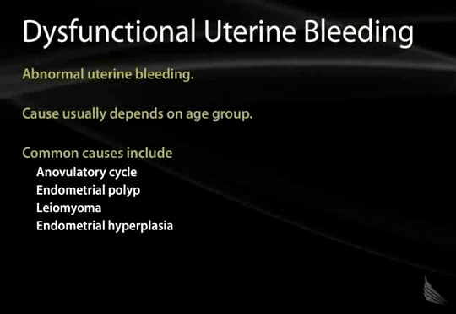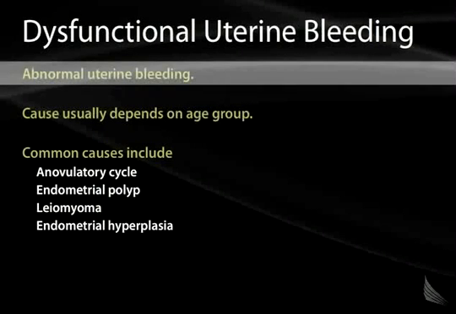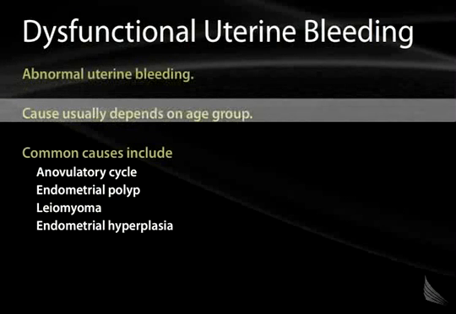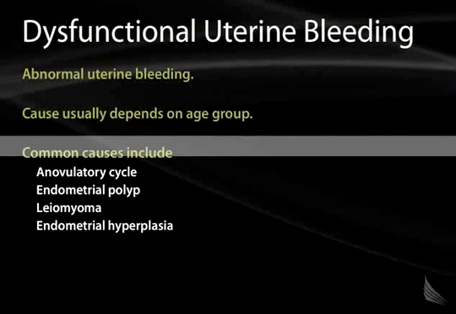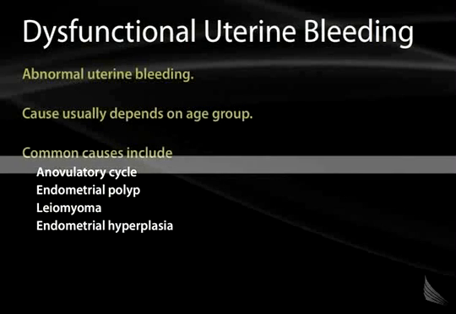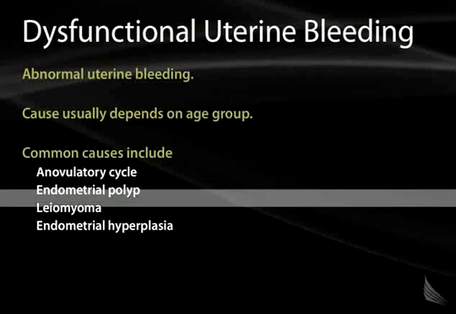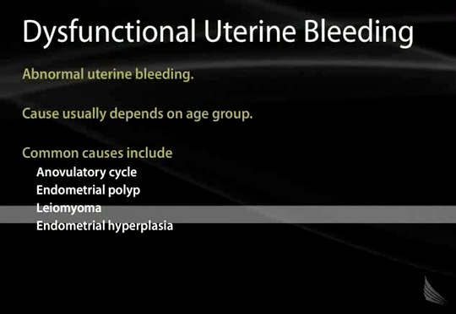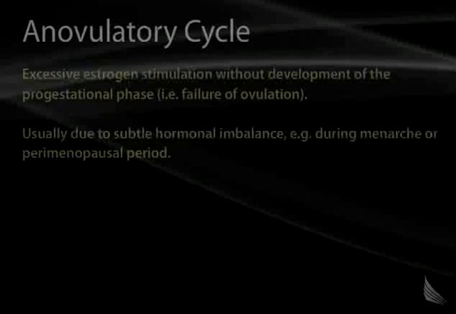Dysfunctional uterine bleeding refers to any form of abnormal uterine bleeding. The cause will generally depend upon what age group you're dealing with. Common causes are considered to be things such as anovulatory cycles, endometrial polyps, leiomyomas, or, more disquieting, endometrial hyperplasia, which can be a premalignant condition leading to endometrial carcinoma.